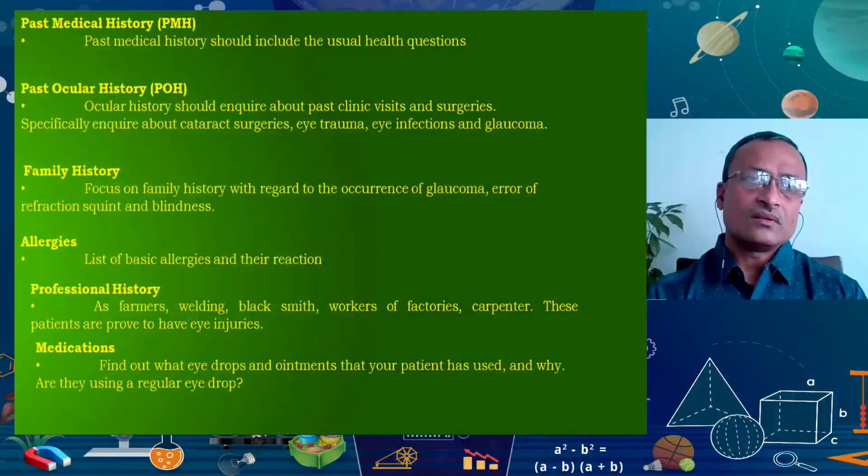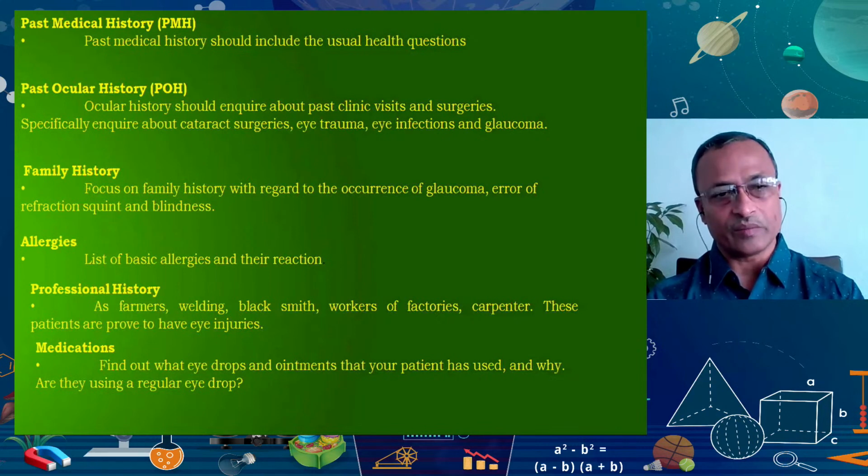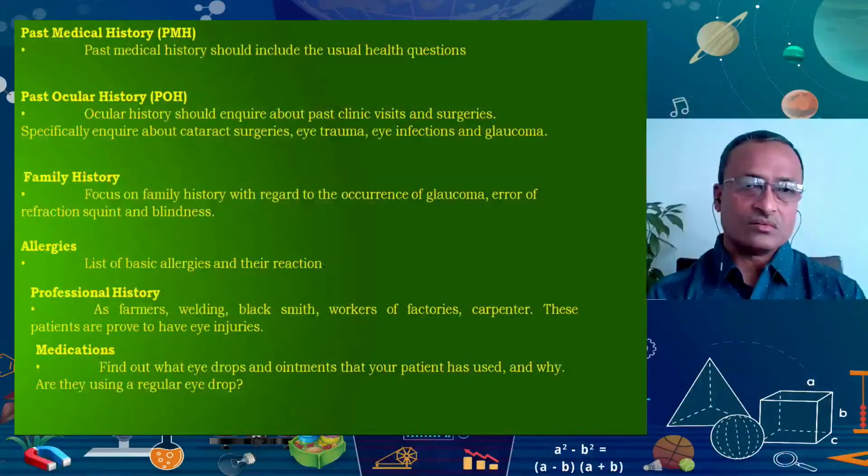Professional history matters a lot: is he a farmer, a welder, a blacksmith, working in the factories, or a carpenter? Any injuries because of the professional history matter a lot for the doctor who is taking care of the patient. And of course, medication is another area. If he has taken any earlier medicine or ointments which have caused some diseases, allergic conditions or inflammatory things like that. All these histories are very important for the doctor to diagnose the present eye condition of the patient.